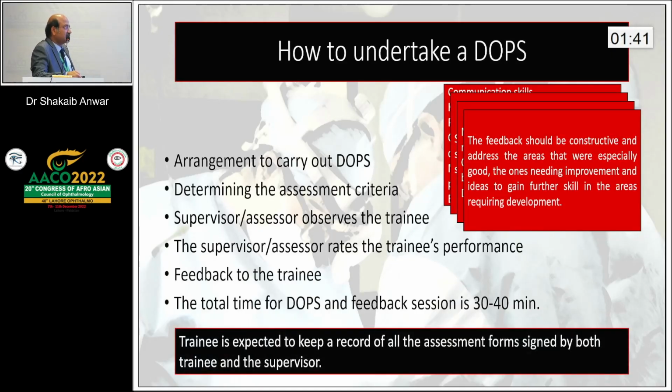The total time for DOPS and feedback session should be around 30 to 40 minutes, but of course there are certain procedures which need more. And the trainee is expected to keep a record of all the assessment forms signed by both trainee and supervisor, make it a portfolio, and then it is presented at the end of the semester or the training year so that it can be counted towards the final score.